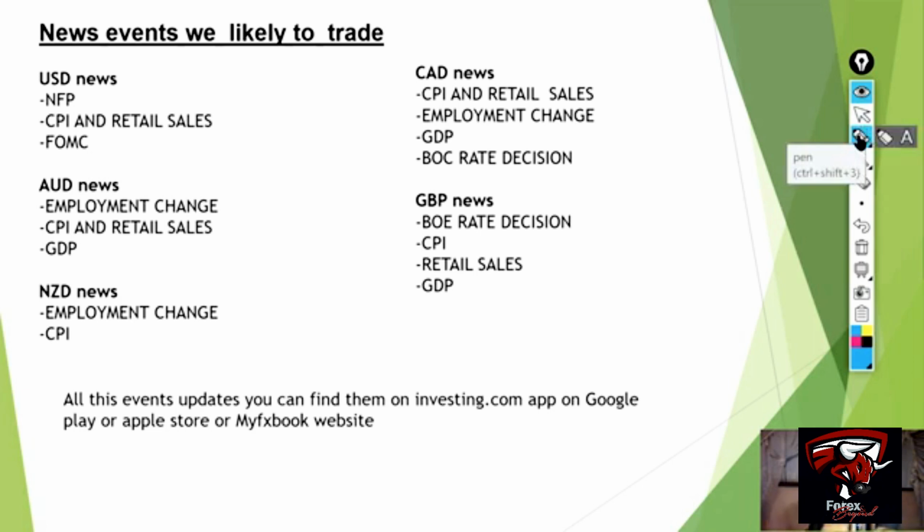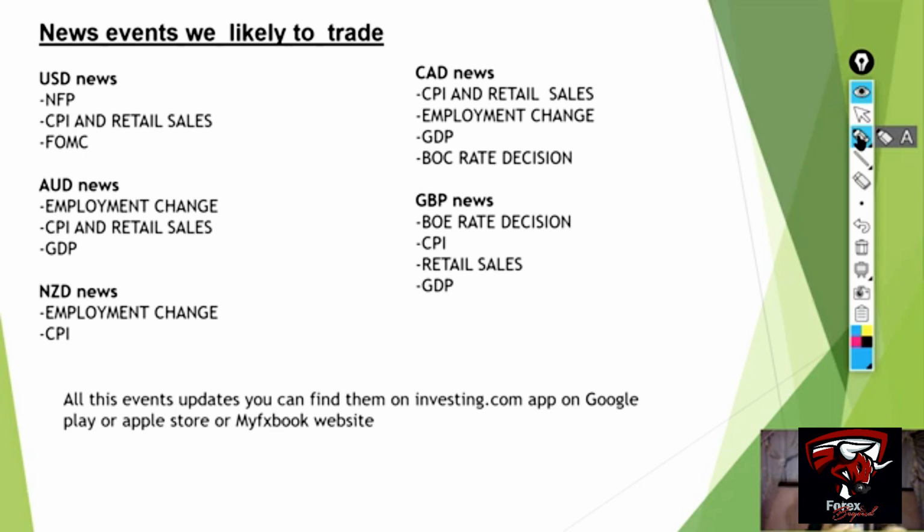So the pairs that I normally trade in the USD news are usually first the USD JPY and the USD CHF, and that's when the USA is the base currency. Now let's say the USA is the quote currency. I usually trade the GBP USD and then the Euro USD.